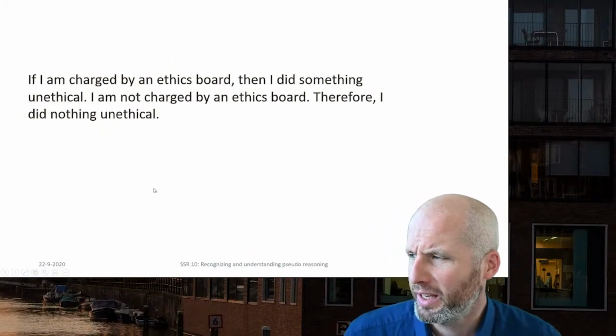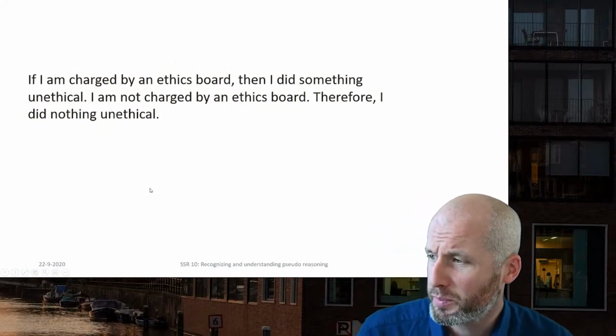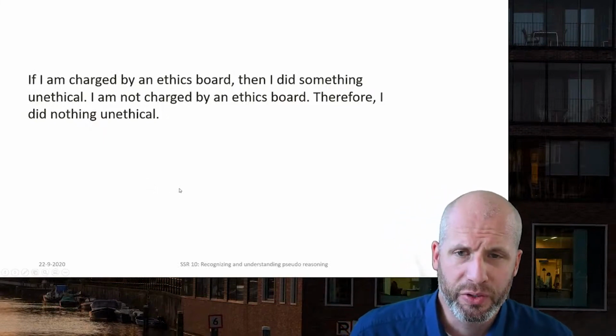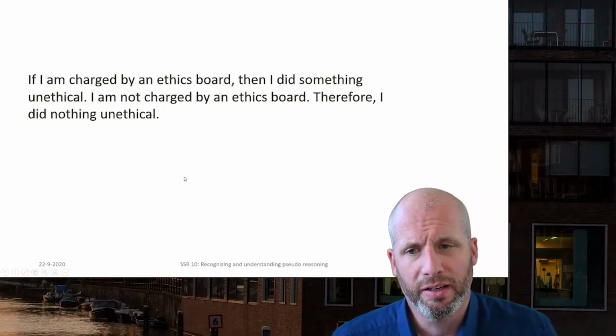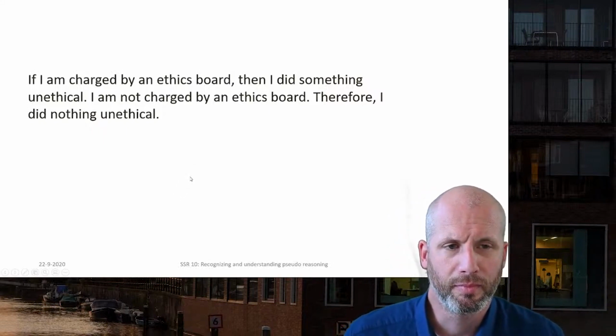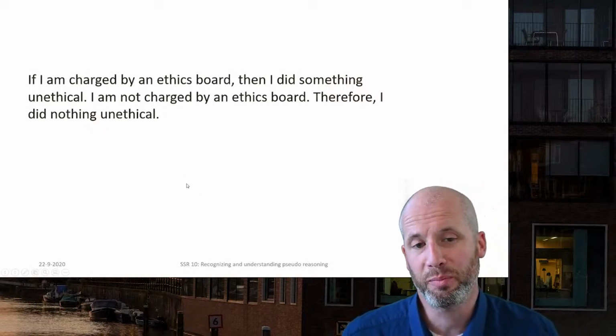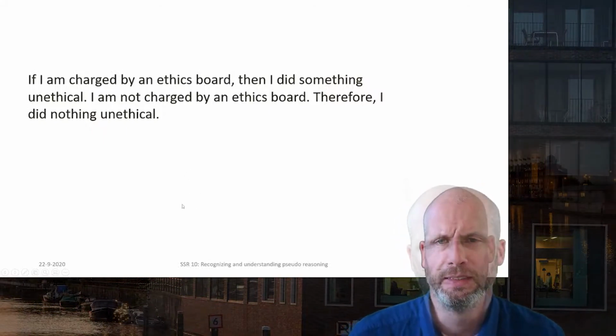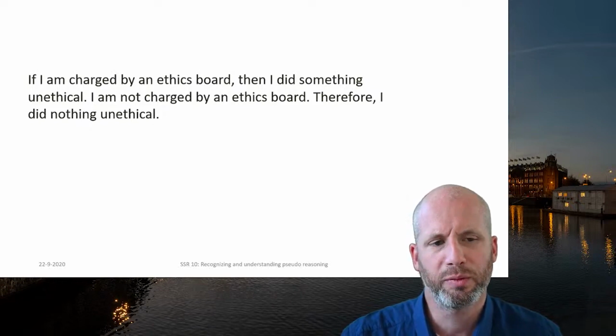I am charged by an ethics board. If I'm charged by an ethics board, then I did something unethical. I am not charged by an ethics board, therefore I did nothing unethical. So let me know what type of formal fallacy we're talking about, right? Did you recognize here? Denying the antecedent. Right. Why do you think it's that one?